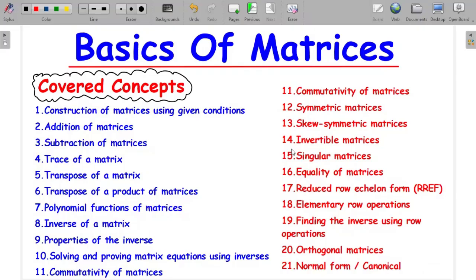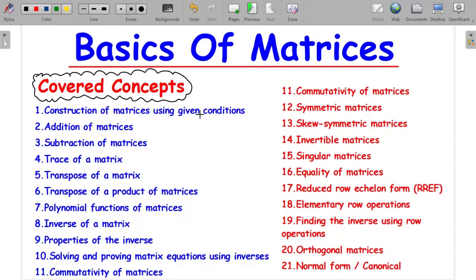All right, so welcome to this video. In this video, we'll be looking at the basics of matrices, and these are the key concepts that we're going to cover. I've listed all the concepts that you can cover under basics of matrices for all the students that are taking linear algebra as a course.